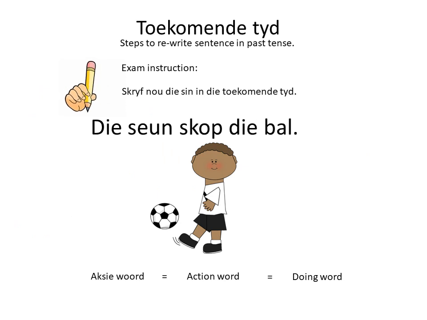In order for us to understand what we need to do, we need to understand the instruction. How I would usually ask you to do this in an exam paper or in a test is I would say, skryf nou die sin in die toekomende tyd. Write the sentence in the future tense. What sentence? This sentence. Die seun skop die bal. The boy kicks the ball.